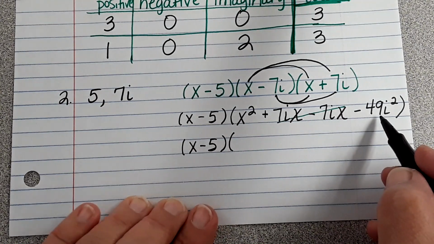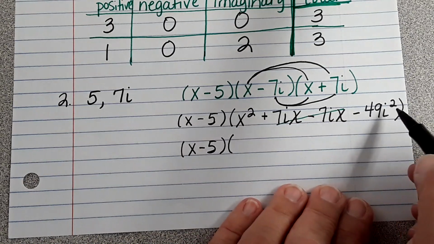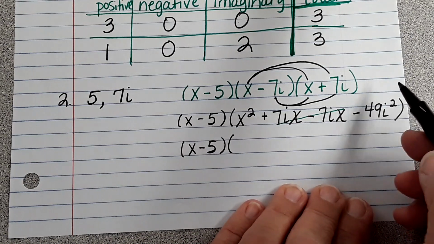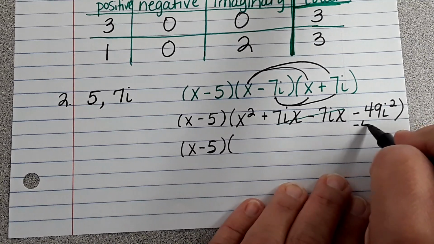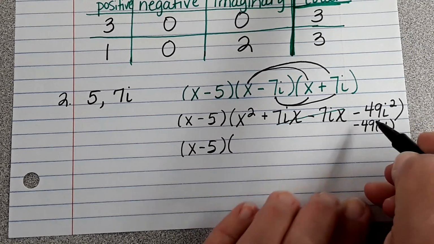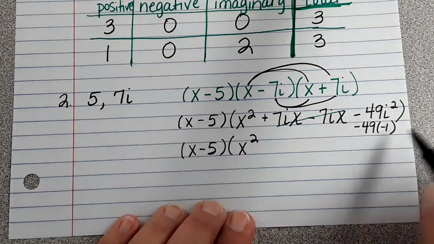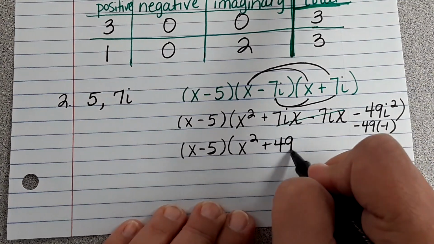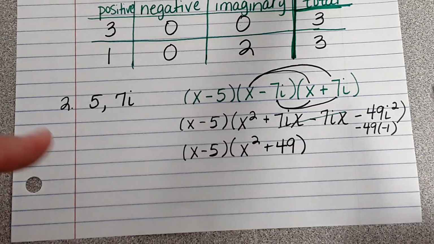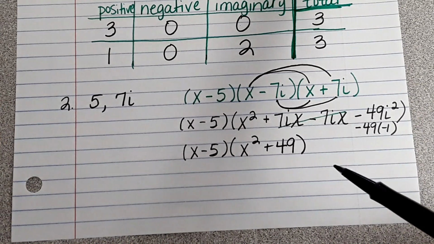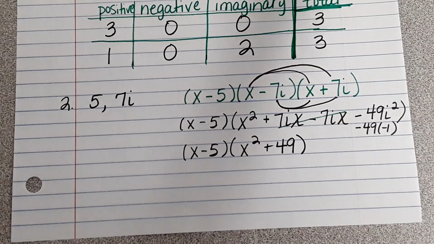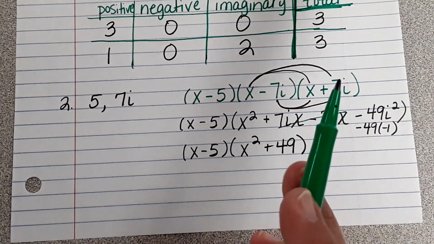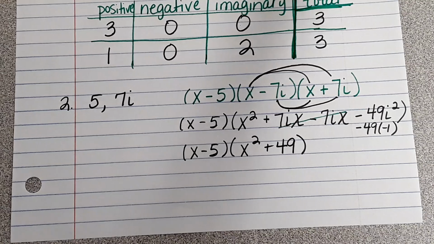What happens with the negative 49i squared? What do we know about i squared? It equals negative 1. So I have negative 49 times negative 1. So this becomes x squared plus 49. So we're almost there. Now we're still in factored form, but now it's a little bit easier, right? The i's have disappeared, and now we're going to FOIL again. We're going to distribute. You guys, when you distribute, it doesn't really matter if you go forwards or backwards. Just make sure that your answer is in standard form.